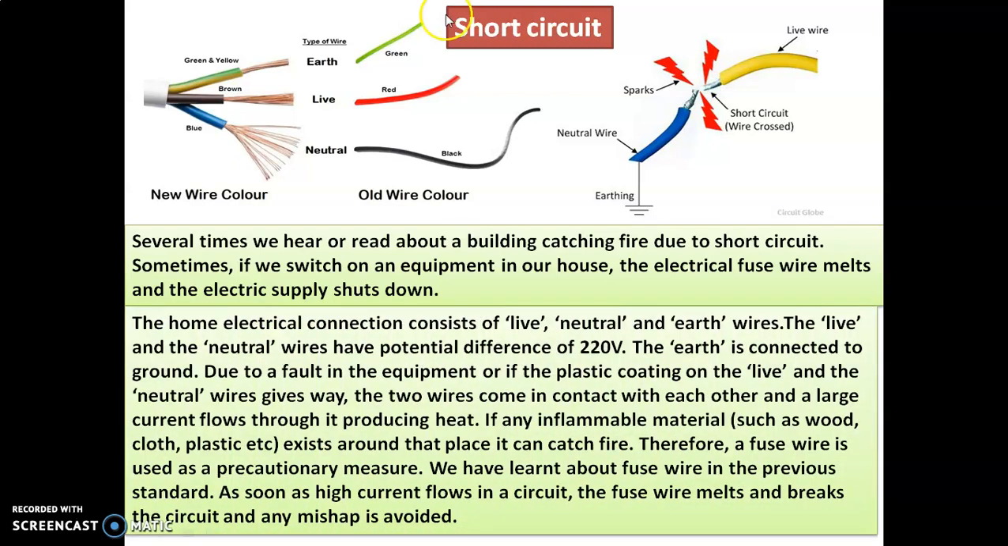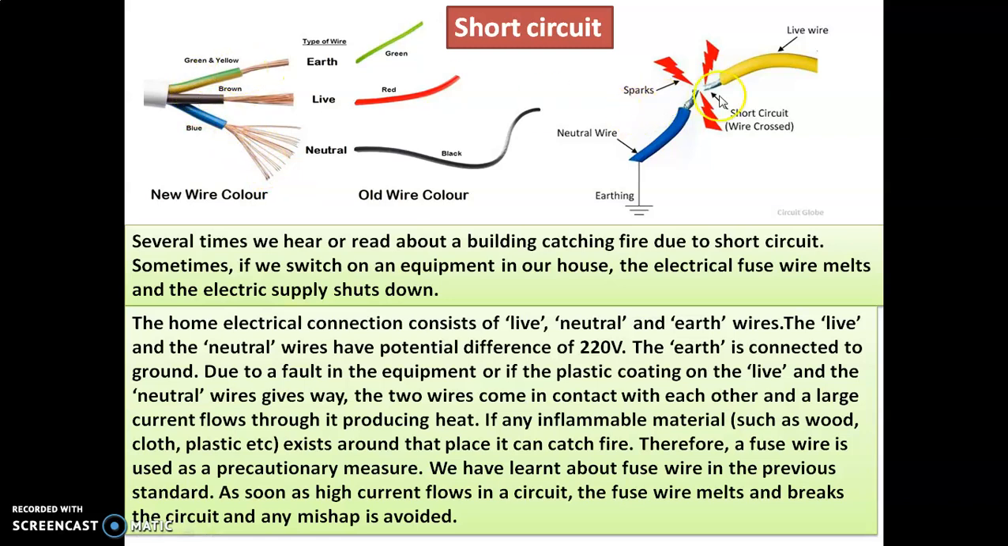Now you all know that we have three types of wire: earth, live and neutral. These are the old colors of the wire, green, red and black, and these are the new ones. Now we all know that all these wires are insulated. Inside we have a copper wire, outside we have a plastic cover.